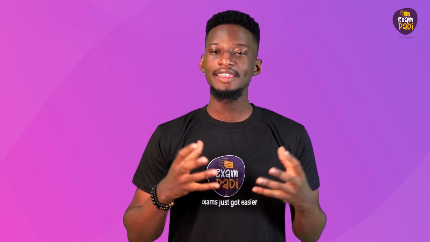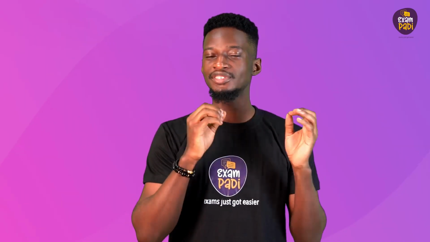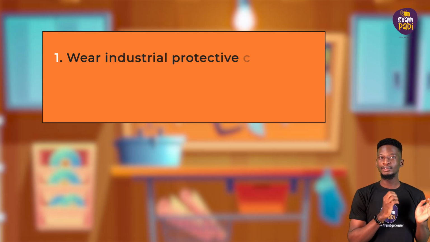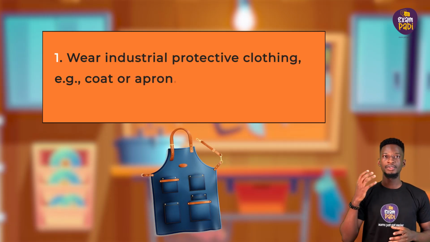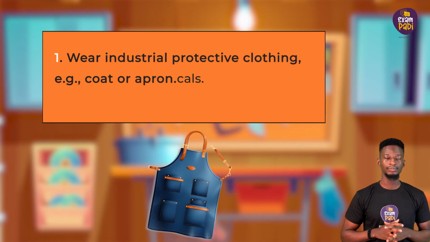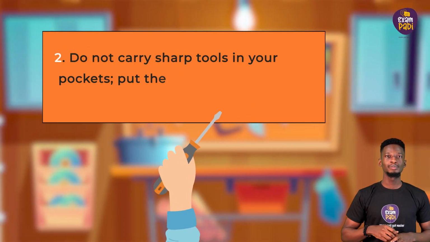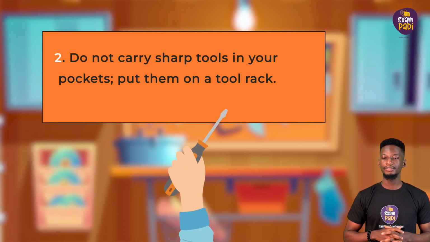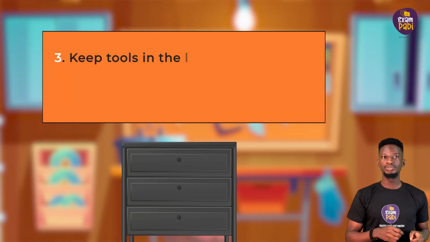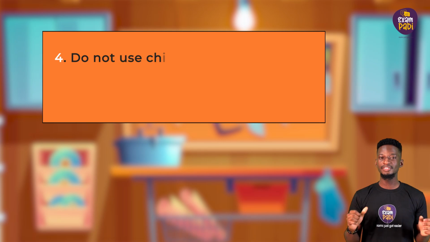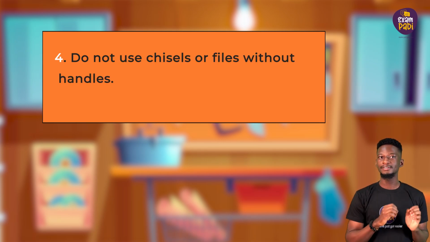We can avoid many accidents by taking certain precautions to ensure the most likely mishaps do not occur. Here are a few safety measures we must adhere to. 1. Wear industrial protective clothing, for example, coat or apron. 2. Do not carry sharp tools in your pockets. Put them on a tool rack. 3. Keep tools in the locker after use. 4. Do not use chisels or files without handles.